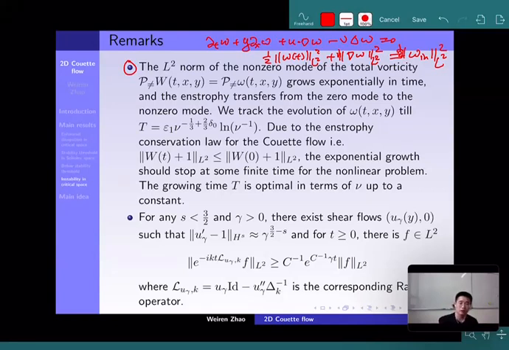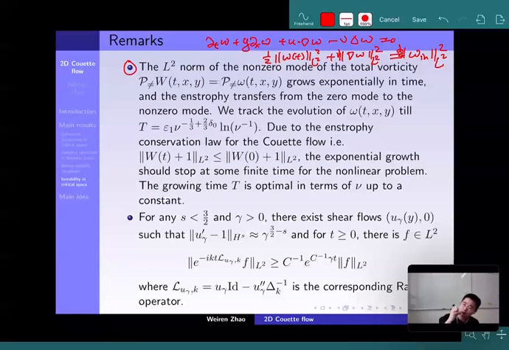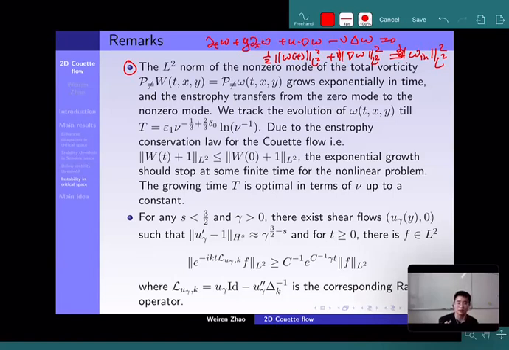Okay, so here we only focus on the non-zero mode. So we can say that actually our instability tells you that the information of the zero frequency moves to the non-zero frequency and makes the non-zero frequency become larger, and the time is in some sense optimal, up to a constant.